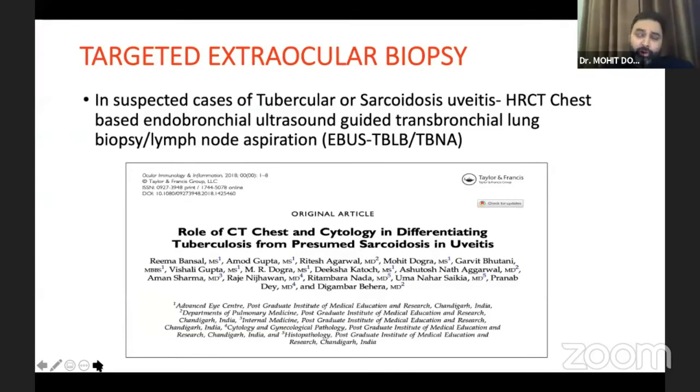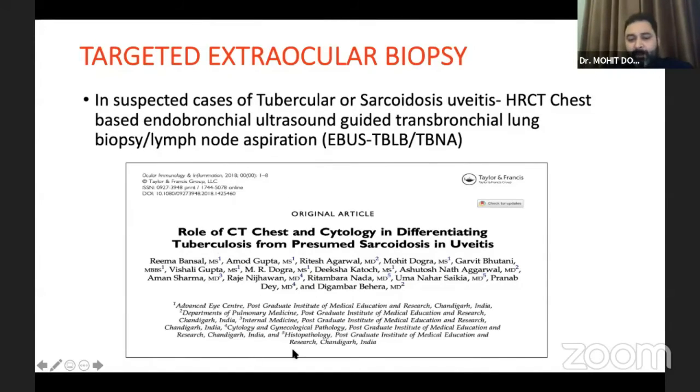So targeted extraocular biopsy. Typically, without too much ado, if you suspect clinically tubercular or sarcoidosis, because both these entities require different treatments and long-term therapy, then since you can have abdominal issues as well, you get a good quality CT scan of the chest done, and then based on that, for confirmatory diagnosis, not possible or probable, that's a mouthful, EBUS TBNA, which is endobronchial ultrasound guided transbronchial, either lung biopsy or lymph node aspiration.